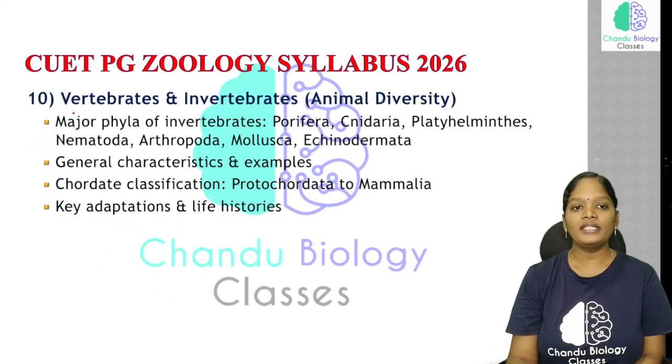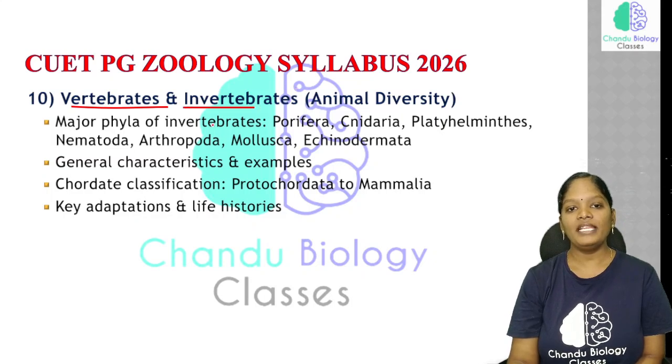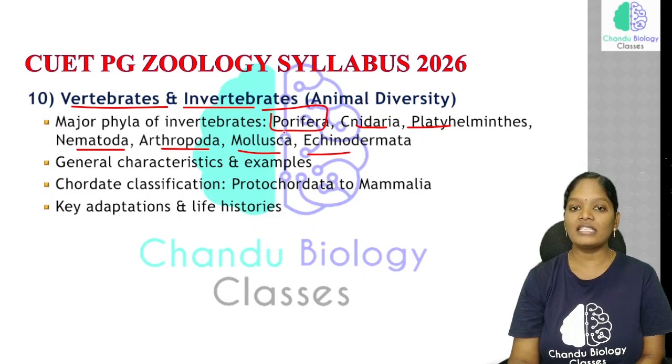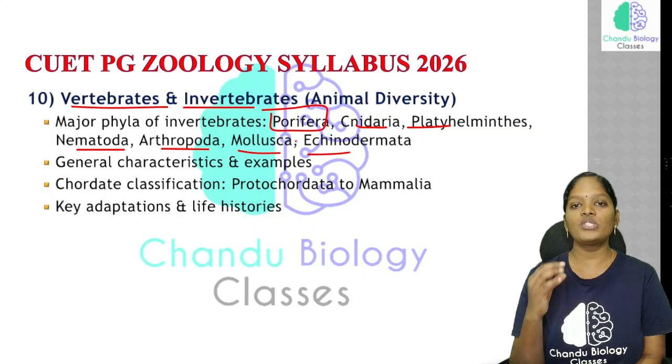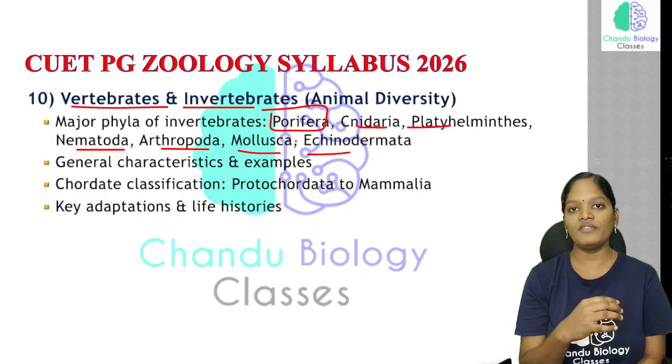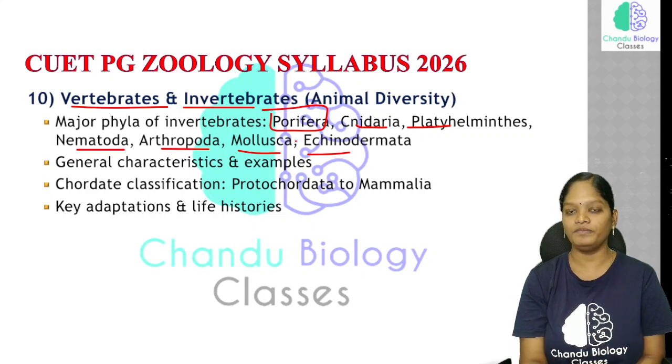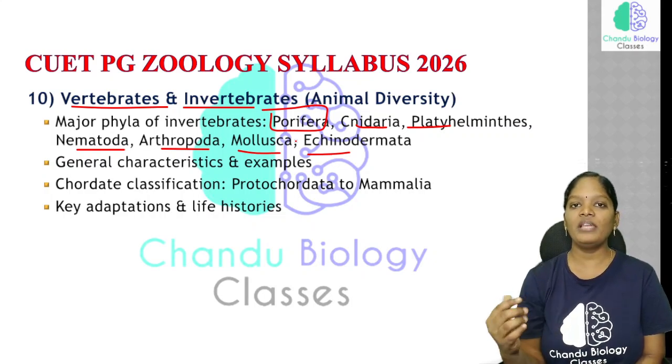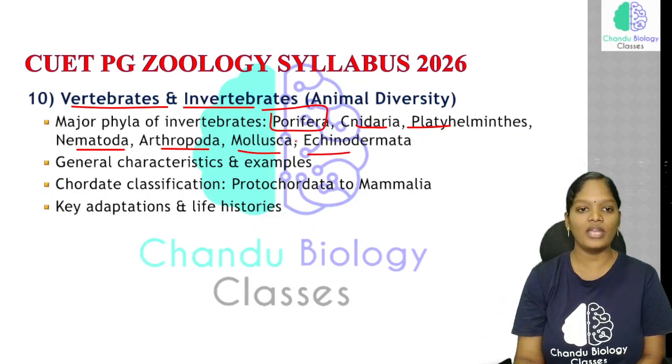So the 10th unit, that is vertebrates and invertebrates, is completely related to non-chordates and chordata. Right from the phylum Porifera, Cnidarians, Platyhelminthes, nematodes, arthropods, mollusca and echinodermata, they come under the invertebrates. Okay, so you should study the general characteristics and classification of all these phyla as well as the examples. These are very important. Also, each phylum has unique characteristic features that cannot be seen in any other phylum.